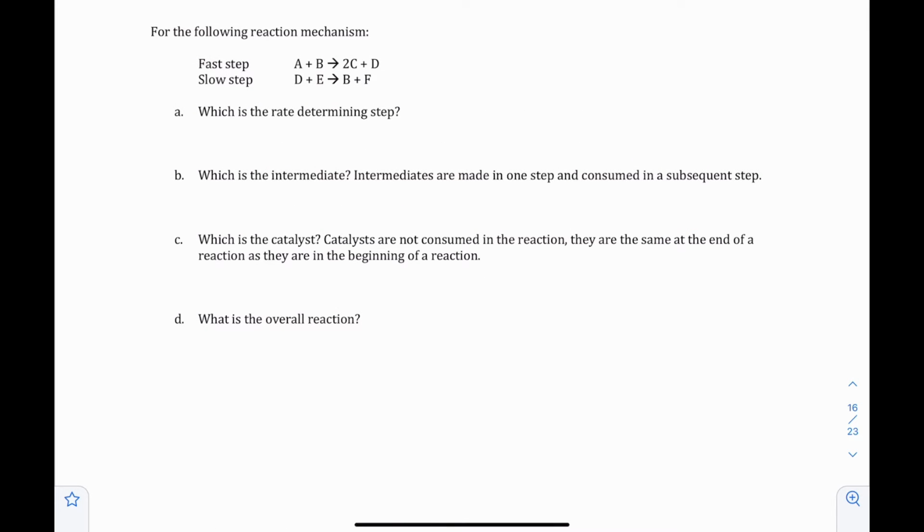A reaction mechanism is the description of the elementary steps for an overall reaction. So if we look at the example, it gives us two elementary steps, one fast step and one slow step. The slow step of a reaction will always be the rate determining step, because a reaction can only go as fast as its slowest part. Think of it like a herd of animals being able to move only as fast as its slowest member.